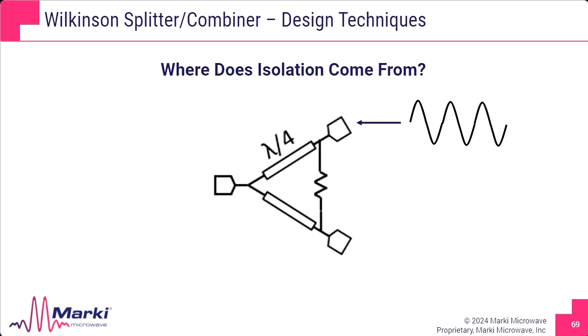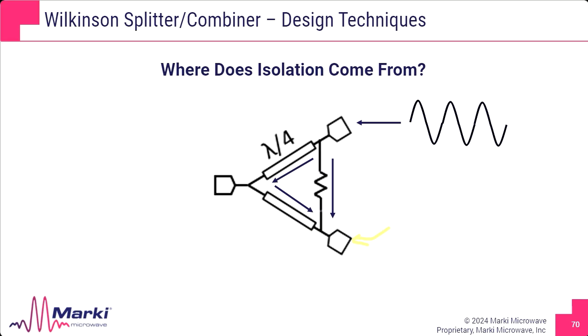Let's visualize what's actually happening. So imagine we have a signal applied as shown to one of these ports. It's going to enter that port with some power going to the common port, most of it going to that common port. Some will leak through the transmission line and some will leak through the resistor. Isolation comes from the fact that the signals that combine together at this port here are 180 degrees out of phase, causing them to fully cancel.